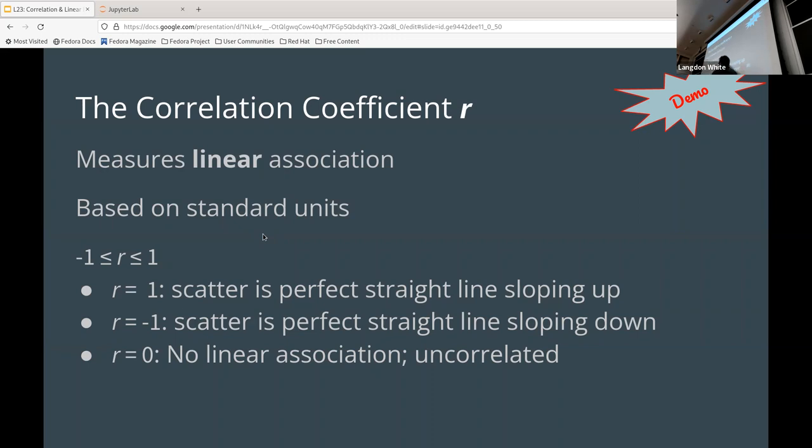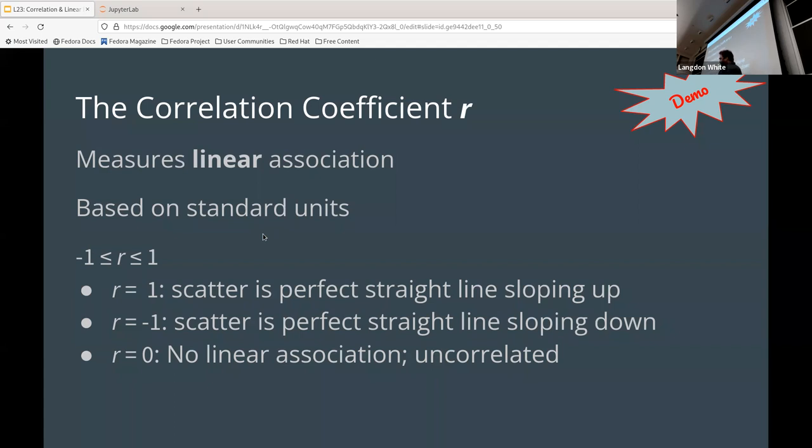If you look at these three bullets here, this is really important because now we've moved to standard units. One is the top of the stack, okay? With one, we end up with a perfect line sloping up. I meant to throw in here a 45 degree angle, right? So it's a straight line. If you ever have a correlation where R is equal to one, it probably means you made a mistake somewhere, because getting a perfect correlation is pretty unusual.